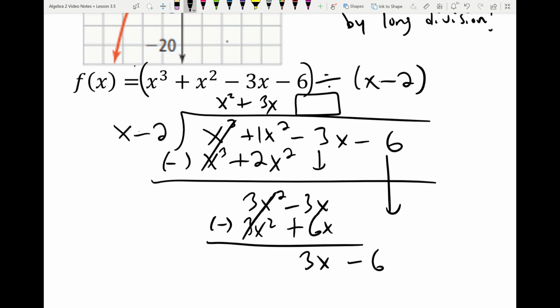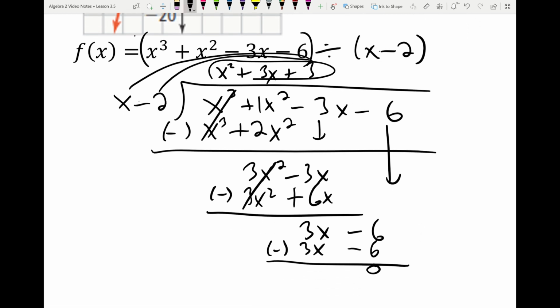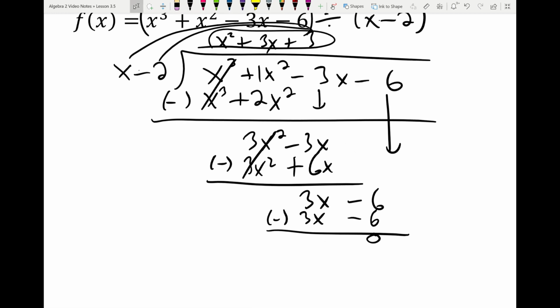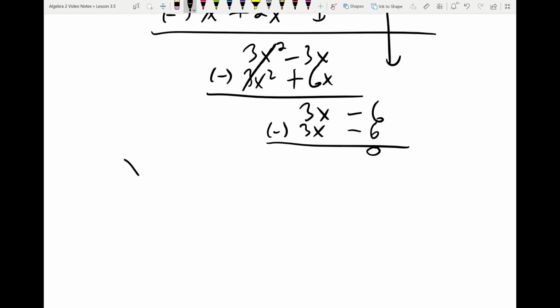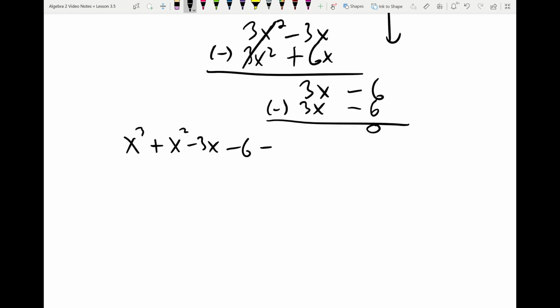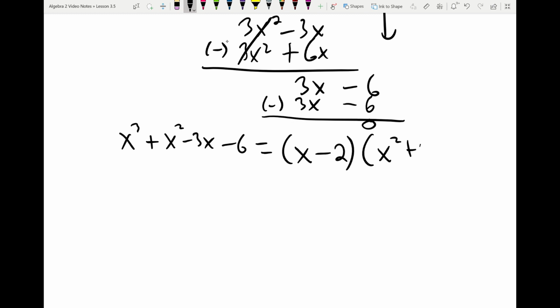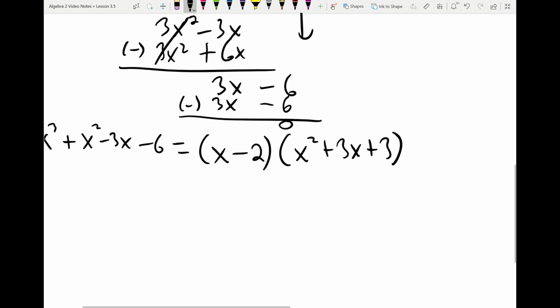And then we fill in the blank again. So what times x is 3x? That's 3. And then 3 times -2 is -6. We got a remainder of 0. So now we got our quotient. So now we know that x cubed plus x squared minus 3x minus 6 is equal to whatever we divided by, x minus 2, times our quotient, x squared plus 3x plus 3. So now we factored it.